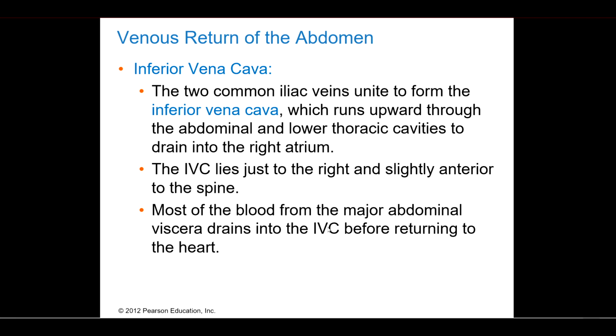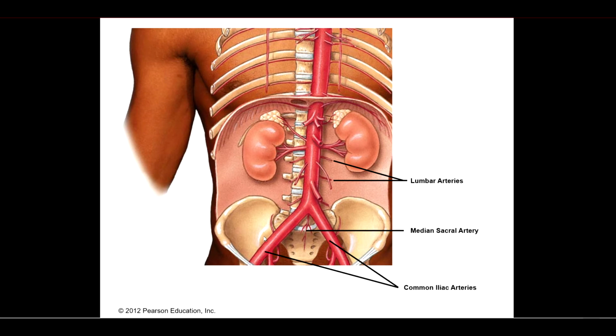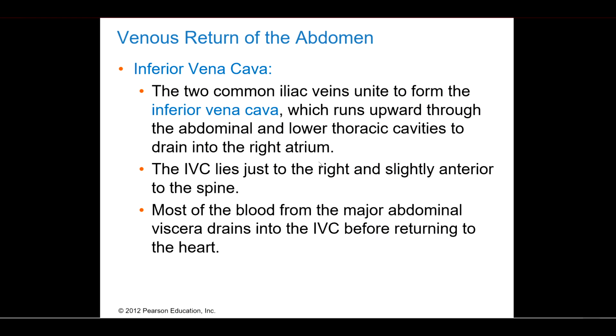All right, the two common iliac veins. Now I know we haven't looked at them, but you can probably guess they're right next to the iliac arteries here, right? These are the common iliac arteries. They're going to be right next to it there, the common iliac veins. We're just not seeing them on this picture. They unite to form this massive blood vessel known as the inferior vena cava.